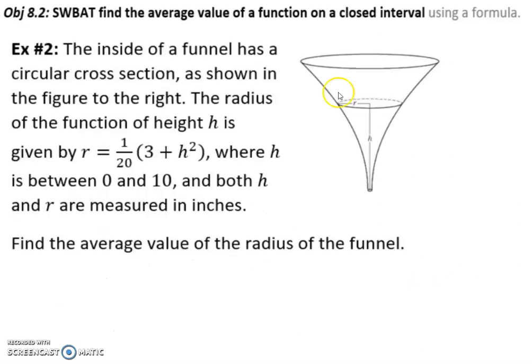Our next example is a word problem. The inside of a funnel has a circular cross-section. So you see this weird-looking funnel, kind of cone-like, but not quite a cone. The radius is a function of height. So what that means is the radius is dependent on what the height is at some point.